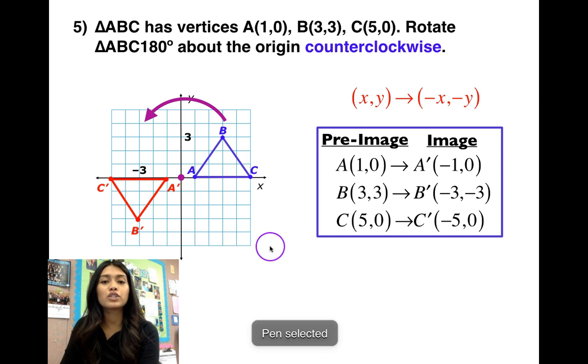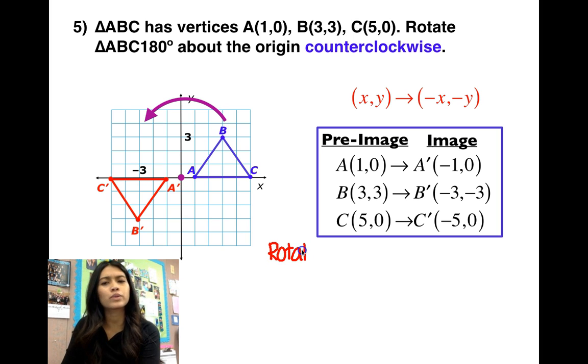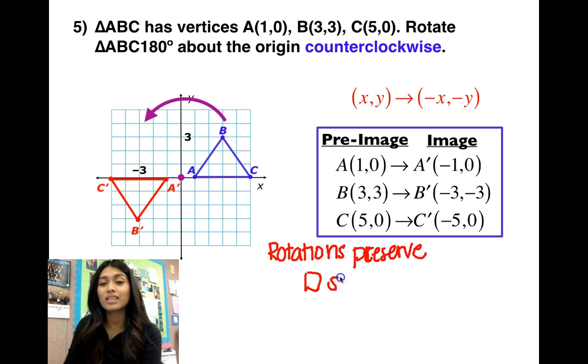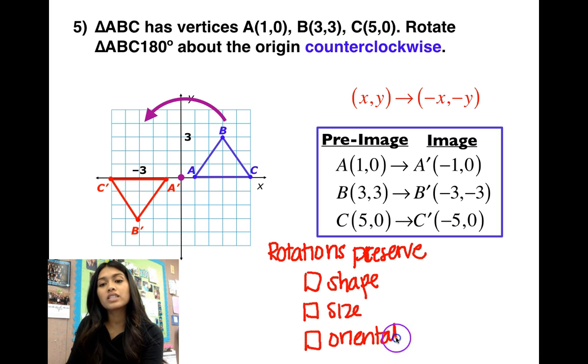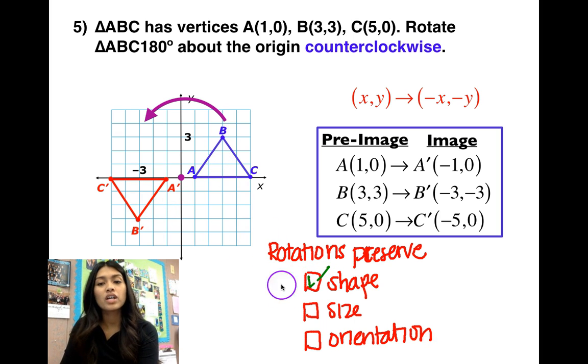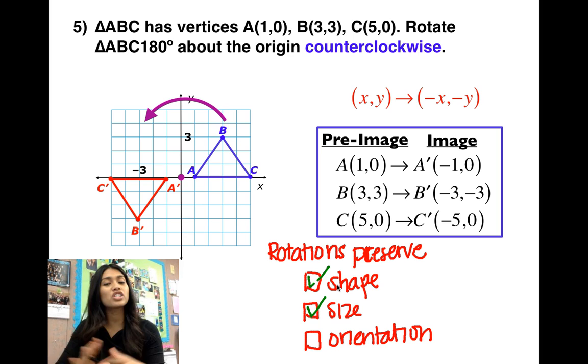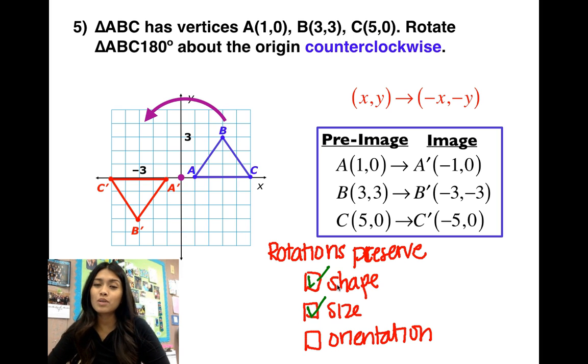Now, as we're doing this, I do want to talk about what characteristics these rotations are preserving, because we always look at a few characteristics. Number one, we look at the shape. We also look at the size as well as the orientation. So here, does it retain the same shape? Yes, they're the same exact shape. Do they retain the same size? Yes, they didn't get bigger, they didn't get any smaller, they're exactly the same. Now, did it preserve the orientation? The answer is no, because the angular positioning has changed. They're not the same anymore.